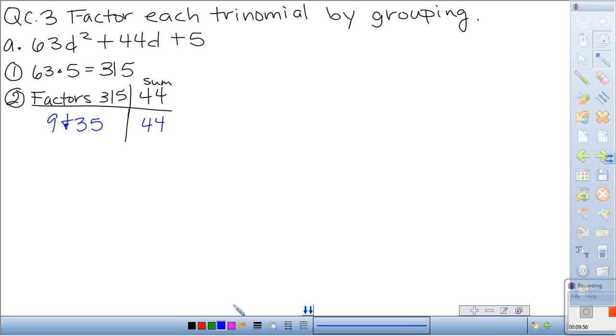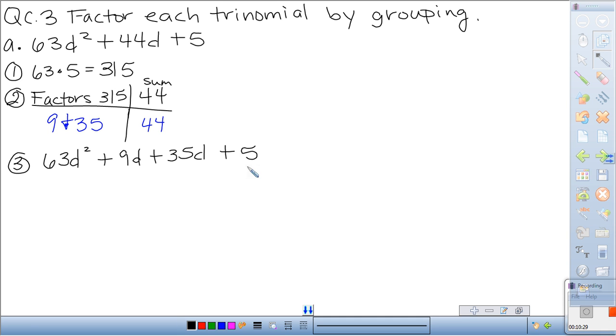So 9 and 35 are the numbers we're going to use, and then we have to rewrite our trinomial as a 4-term polynomial so we can use grouping. So I have 63d squared, leave the first term alone, plus now we're going to use 9d plus 35d instead of doing 44d because they are the same thing, plus 5. Then we always want to check and see if there's a GCF for our 4 terms.